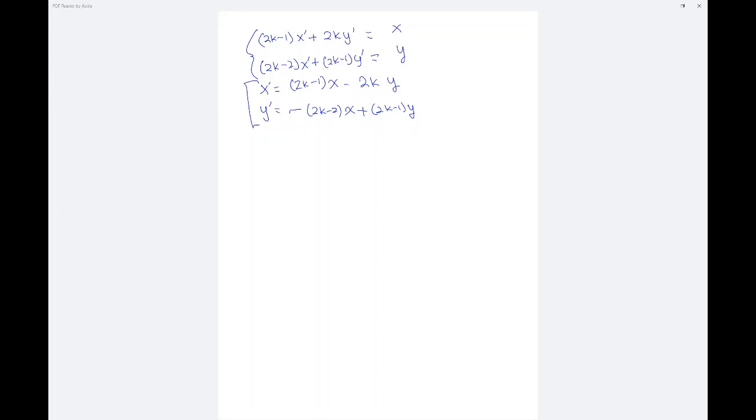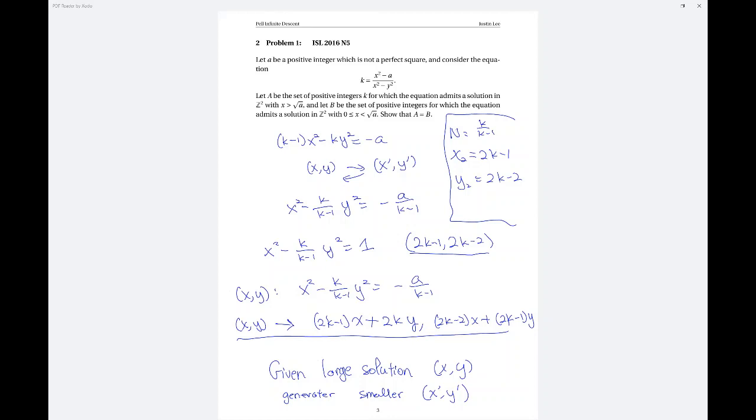Okay, so x prime and y prime are definitely integral. They're integers, but they're not necessarily positive, which is okay. You can take the absolute value of x prime and y prime, but then we also don't know if x prime and y prime are smaller. So that is something that we actually have to check. And the idea here is basically, as we're taking a large solution x y, so x y are sufficiently large, and x y satisfy this equation here, the ratio of x and y is going to be approximately square root k over k minus 1. The larger x and y become, the closer they become to that ratio.